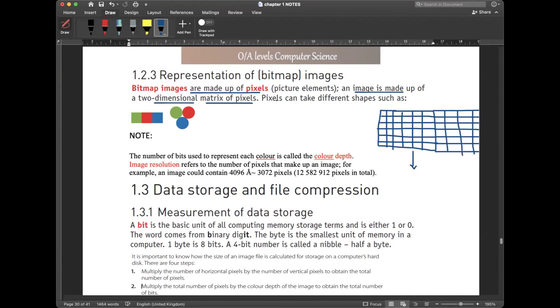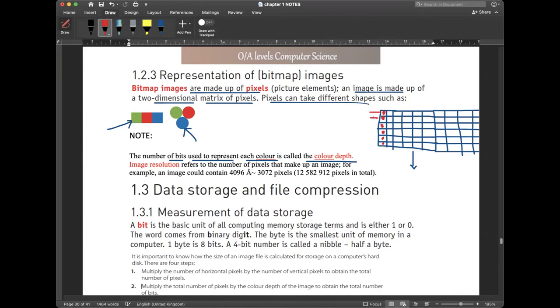Right? Okay. So pixels can be of different shapes. We can denote them with the help of a square or a circle. So it depends. The number of bits used to represent each color is called color depth. If you're using a red color here, you can see red. It means we have a red color in the pixel, and this is called color depth, like the number of bits. How many bits are there?